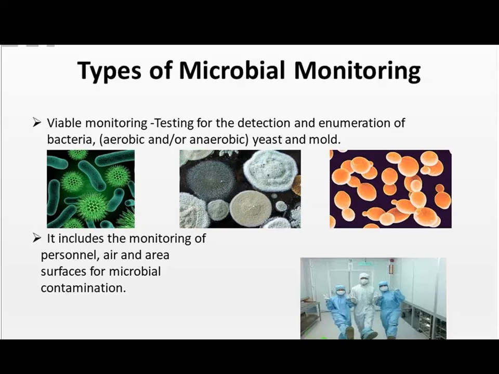This type of monitoring includes monitoring of our personnel as they come in and out of the room, particularly if we're in an aseptic suite. It includes air and surface samples. We're taking air samples not only for particulates, which are non-viable, but we're also taking air samples for viable microorganisms as well. And we're going to discuss as we move forward how this is done.